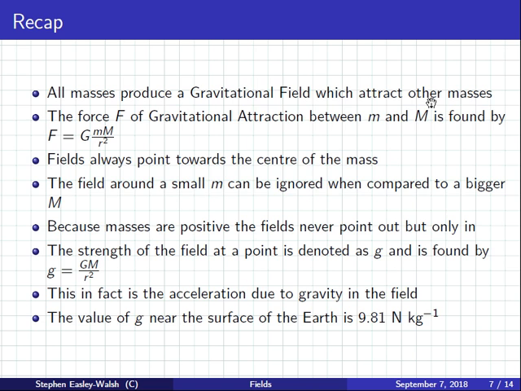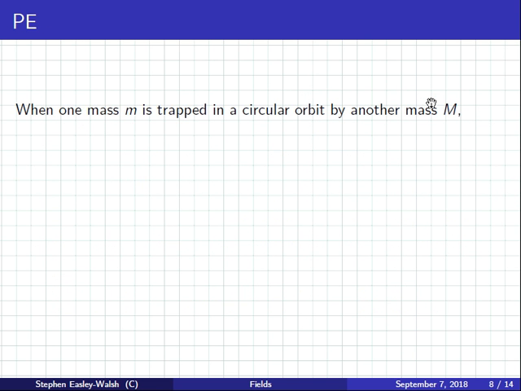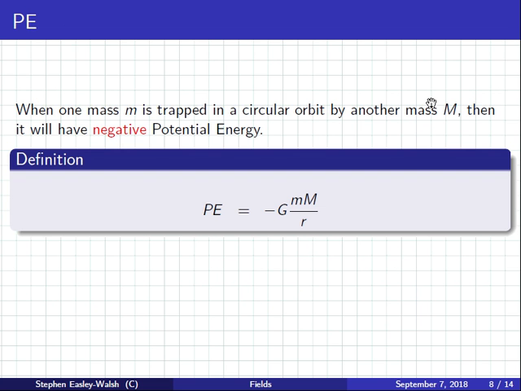Now remember, when one mass is trapped by another mass, then it will have negative potential energy. Remember that? From Coulomb. And here's the formula. Now, does this look familiar? It looks the same as the one we did last time, except instead of K, it's G.